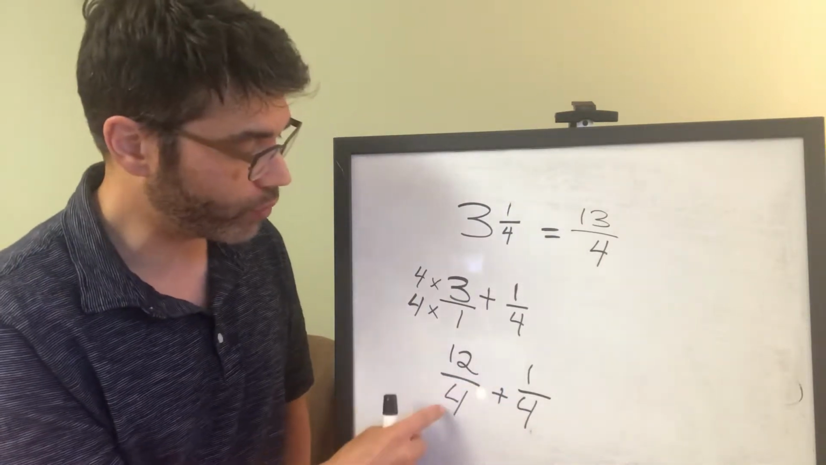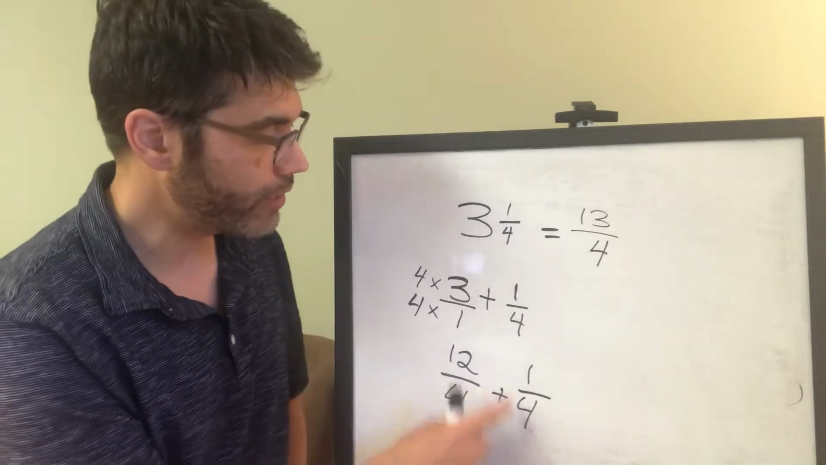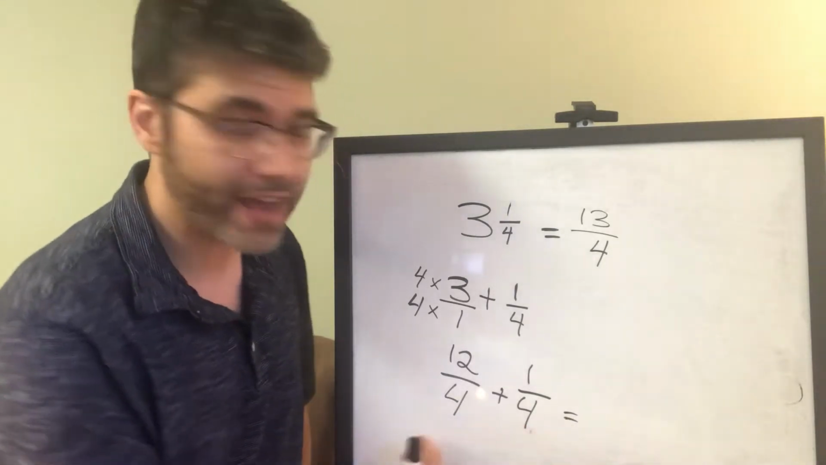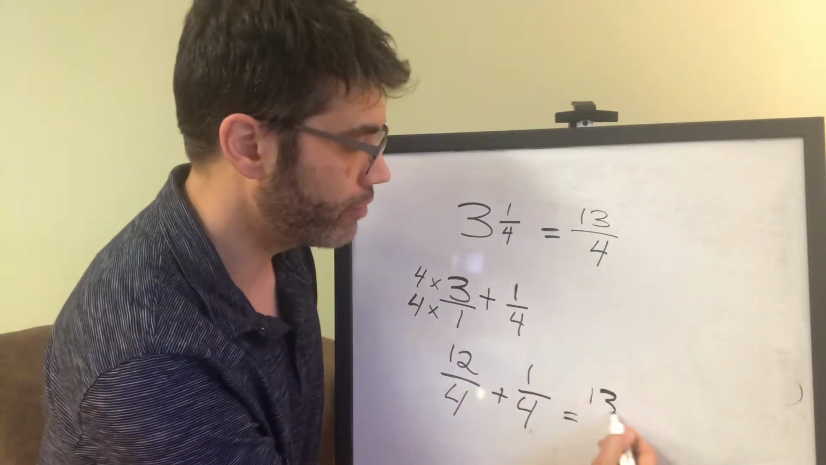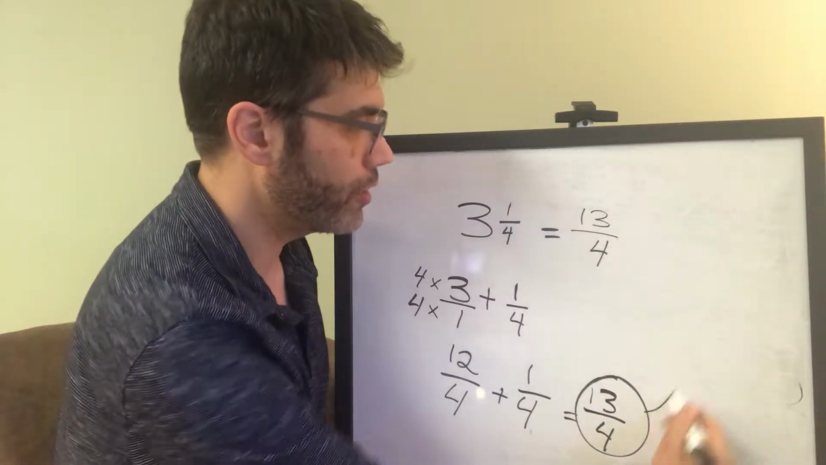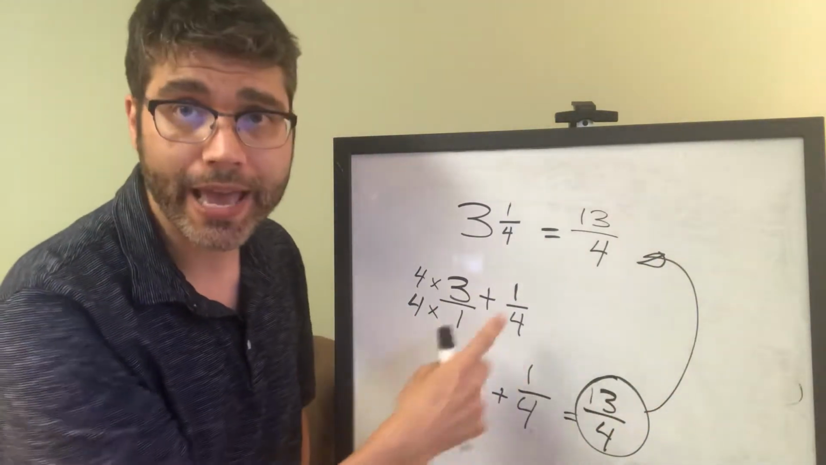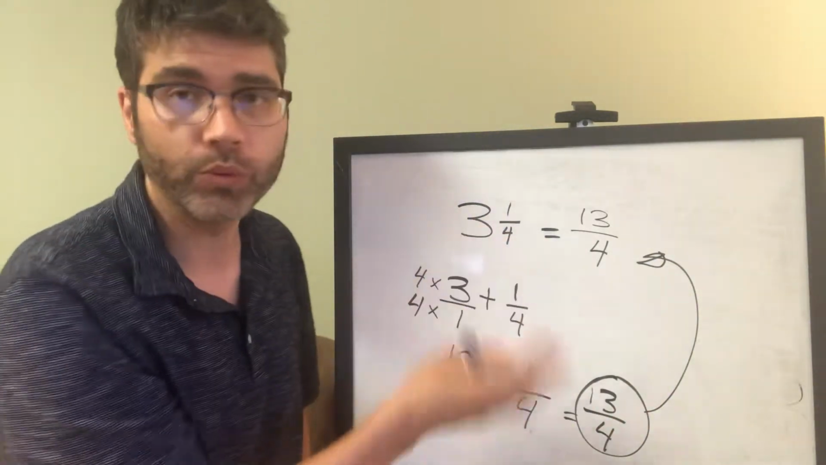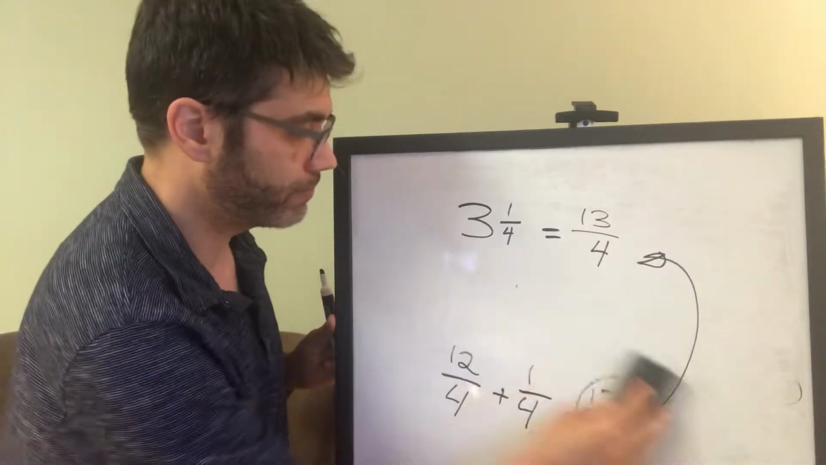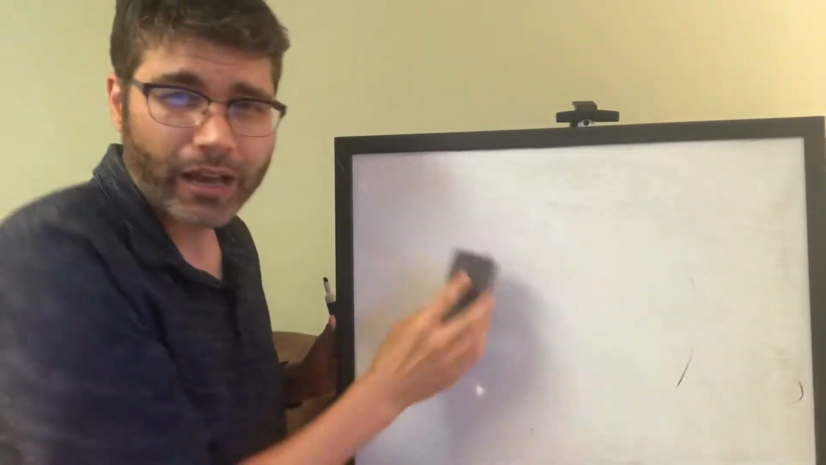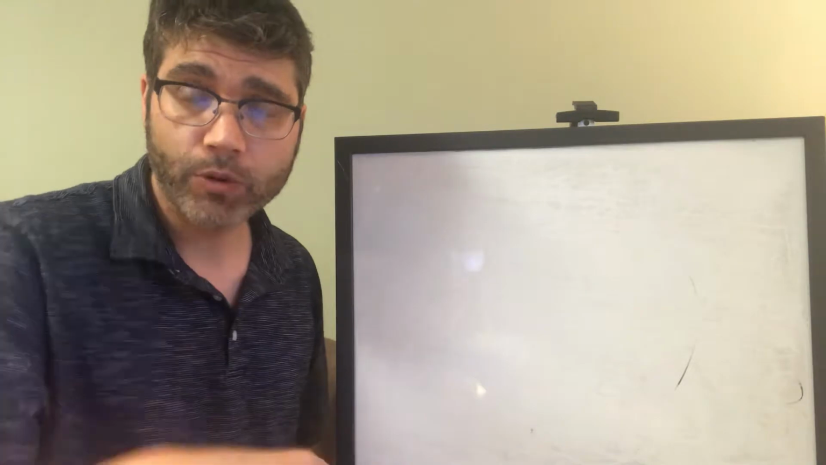So now you have 12/4, which is another way of saying 3, plus 1/4. And whenever you add fractions, you keep the denominator and then add the numerator. So that's 13 over 4, which is exactly what we got before. This is a longer way, but this is why this shortcut works whenever you want to change a mixed number into an improper fraction. Okay. Why don't I give you a second to try that skill out, and then we'll be back right after this.